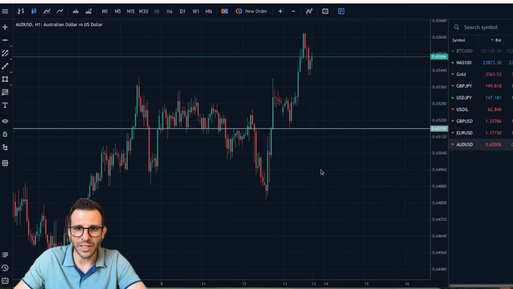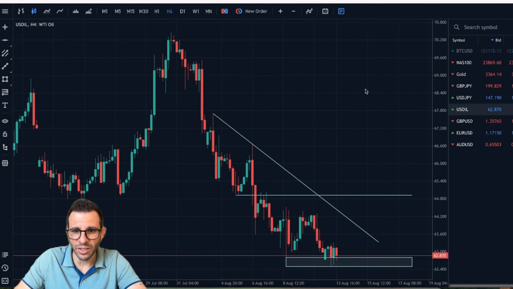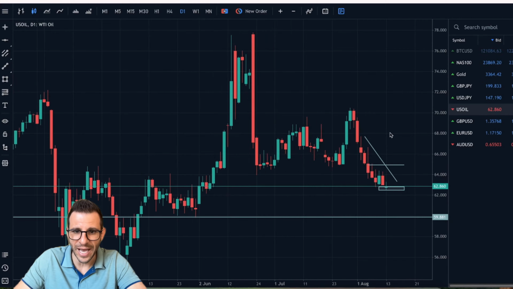So these are the biases for the Australian dollar. It can go either way, but there is weakness here. Maybe it's going to favor this side. And we're going to finish with the US oil, a very promising market on the daily time frame.